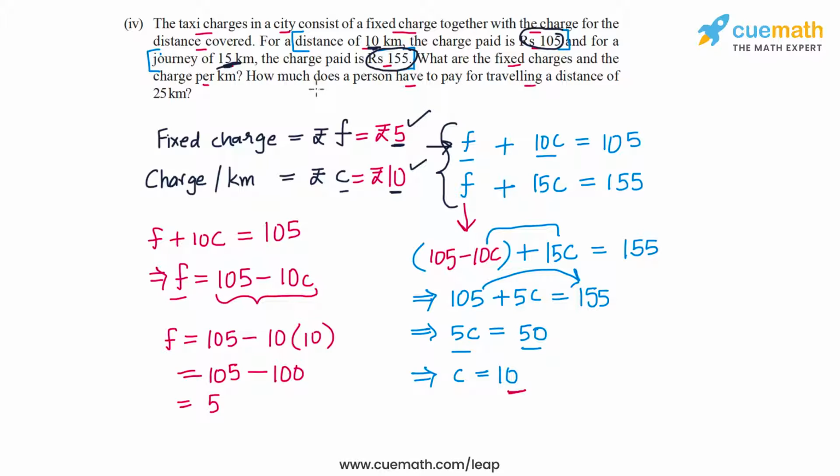And now the last part of the question is, how much does a person have to pay for traveling a distance of 25 kilometers? So the total cost, let's call it x. So the total cost for this journey of 25 kilometers will be the fixed charge, which is rupees 5, and then the cost for 25 kilometers traveled, that will be 25 times 10, the charge per kilometer. So 5 plus 250, so that's 255, or rupees 255. So the person will have to pay rupees 255 for traveling a distance of 25 kilometers.